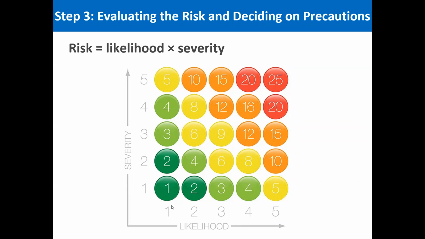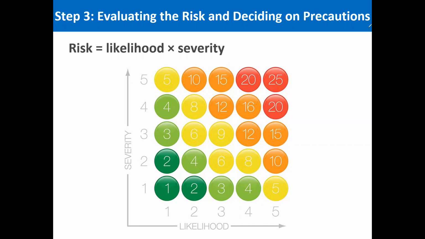On the x-axis, the likelihood increases from 1 to 5. On the y-axis, the severity increases from 1 to 5. Now, once we carry out the risk assessment, we assign likelihood and severity, and then we multiply to get the risk rating. Whichever category the risk rating falls in is its risk rating, and it will be either red, which is high, orange, which is high medium, yellow, which is medium, green, which is low medium, and dark green, which is acceptable.